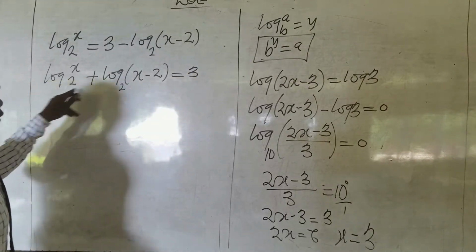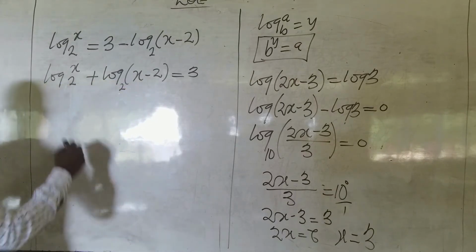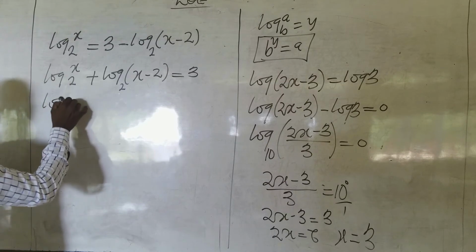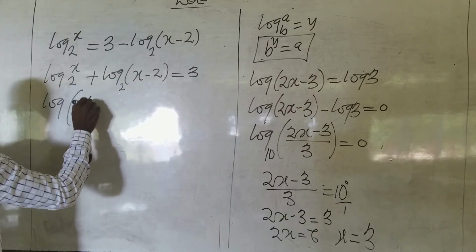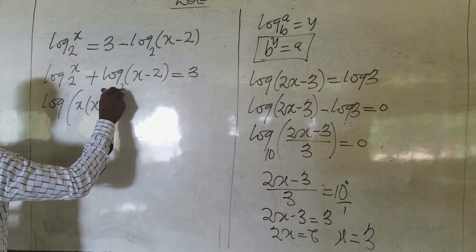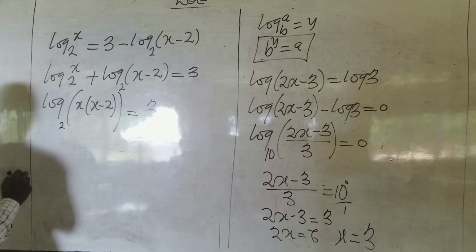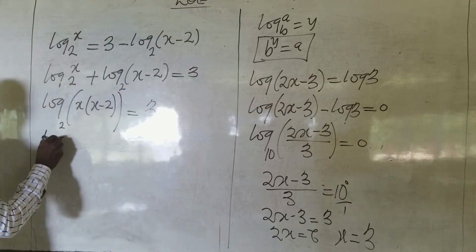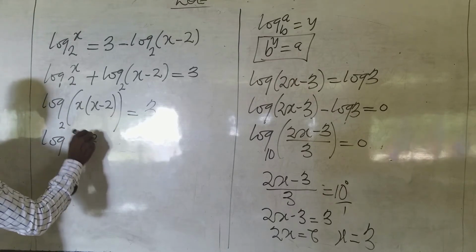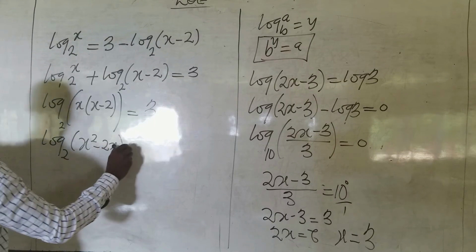So you see logarithm of product. Whenever we are adding, we multiply, so it should be log x multiplied by x minus 2 is equal to 3, and the base is 2. Got the logarithm of product. This one will give me log x squared minus 2x base 2 is equal to 3.